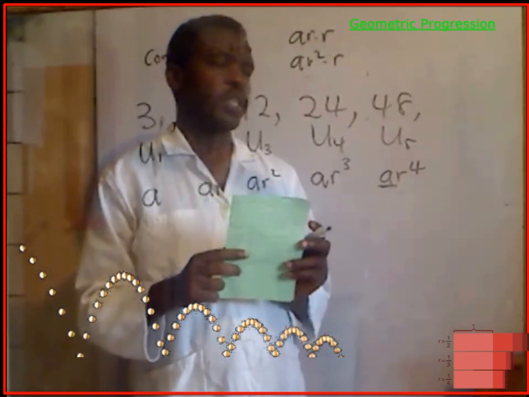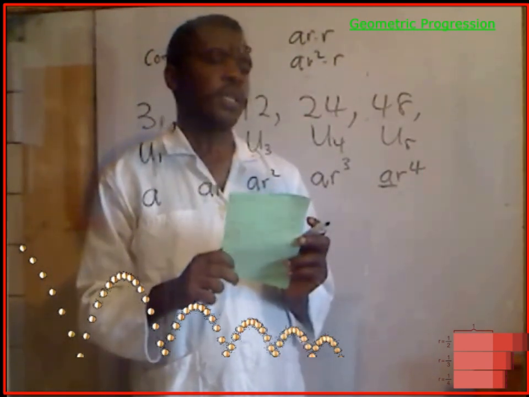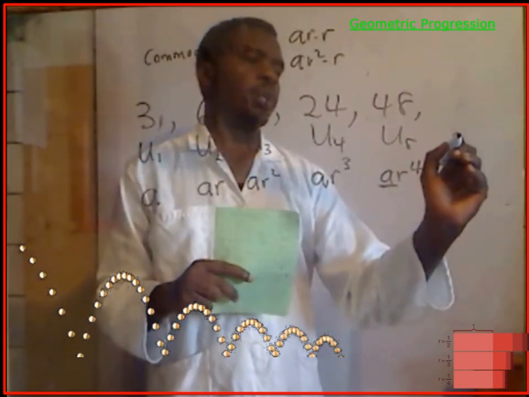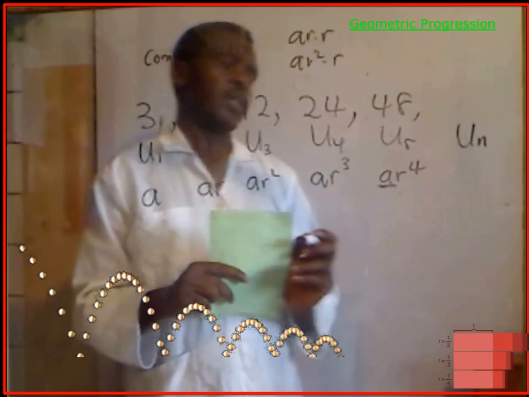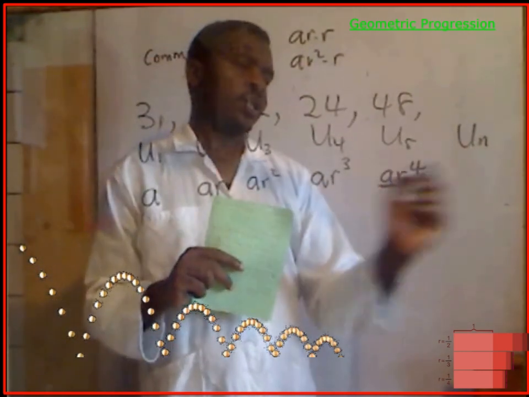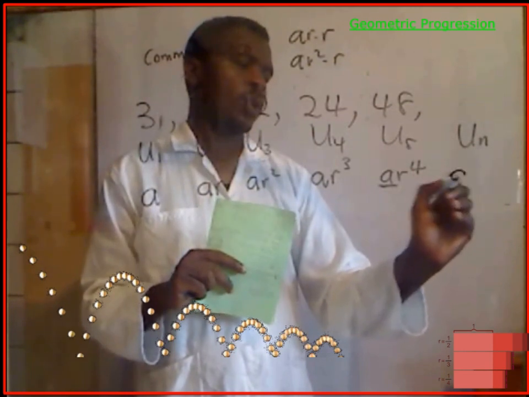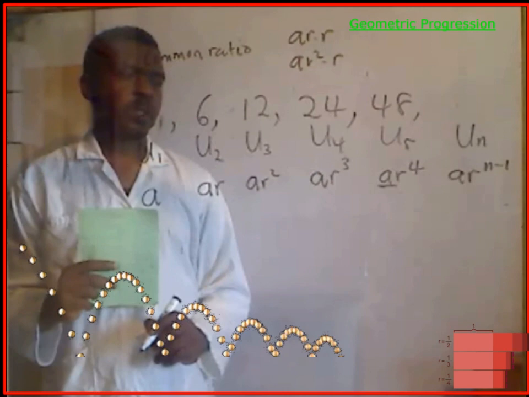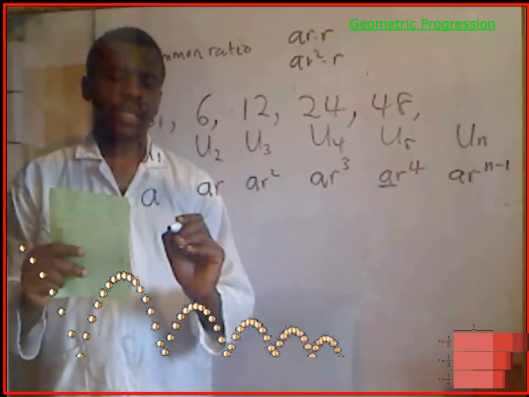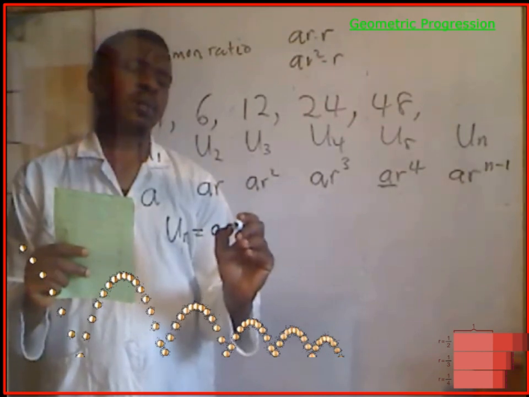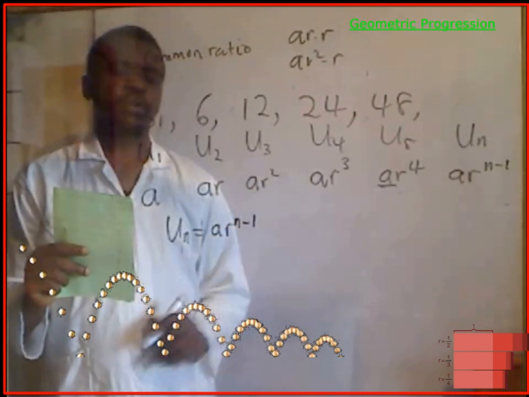So I'll need to write a general formula for finding the terms. If I consider that term to be U_n, I can now make a general statement that U_n is equal to AR^(n-1). So for a geometric progression, the value of a term is given by A times R to the n minus 1.